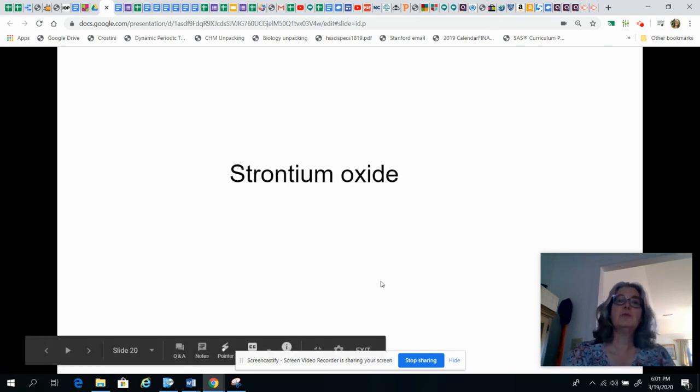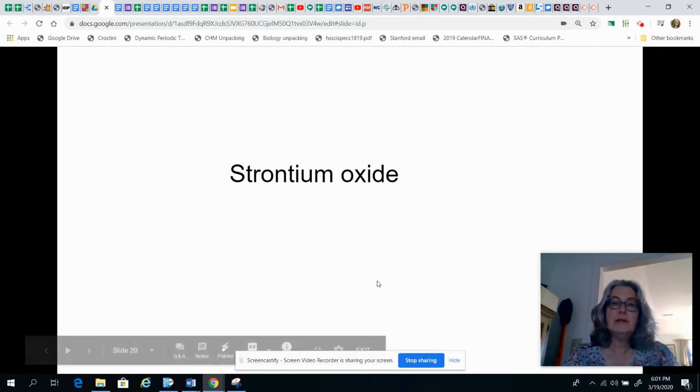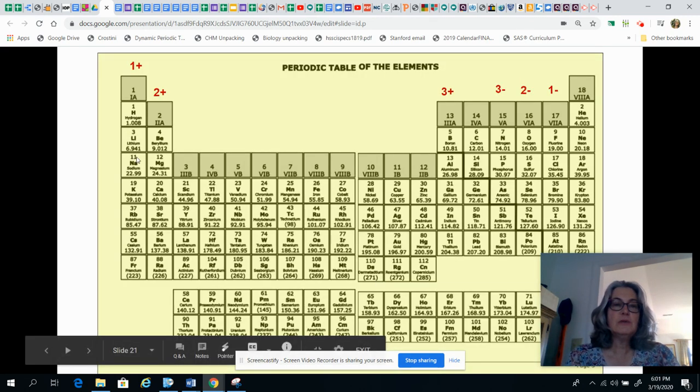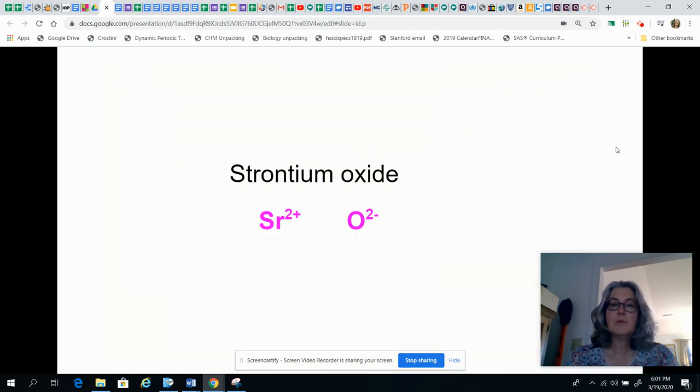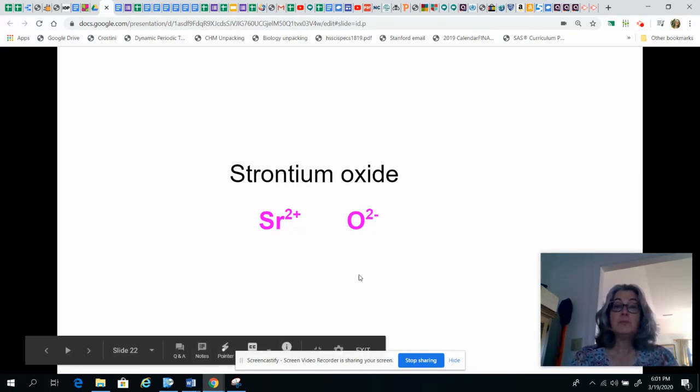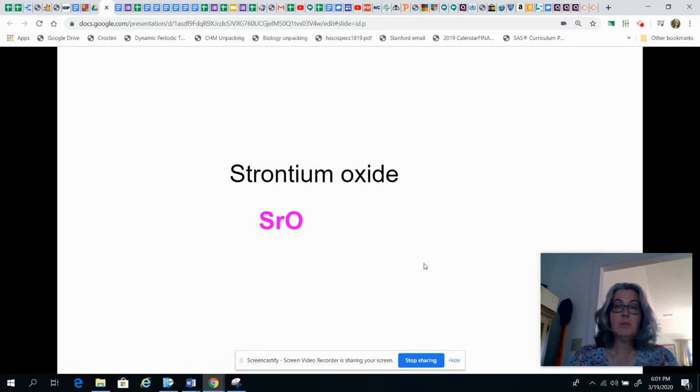Strontium oxide, another one. Okay, here's that Sr again. We're looking in the metals. It's down low on the left. Sr, strontium, takes a charge of 2+. Oxide, that's our oxygen, 2-. So strontium oxide has Sr2+ and O2-. All right, +2 and -2, those are equal. So we expect those to combine in a 1-to-1 ratio. And we get SrO, strontium oxide.